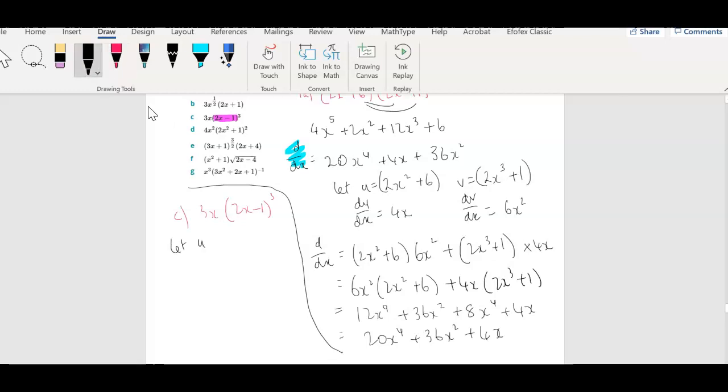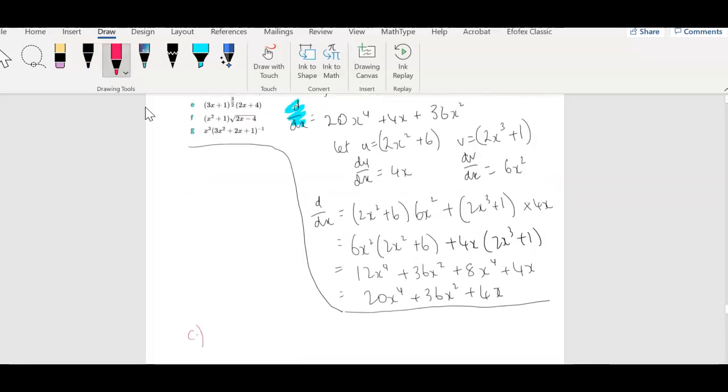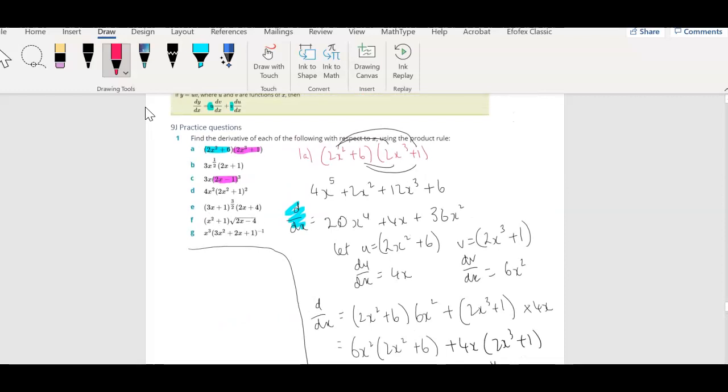So we're going to let u equal 3x and v is going to be 2x minus, oh, do you know what? I've just realized I'm going to run out of space there. So let's just do it down the bottom. Because what we're going to have to do with this one is use the chain rule within the product rule. All right, so question C, can't remember what it was, 3x, 2x minus 1, and that was cubed. Might just double check that that's correct.